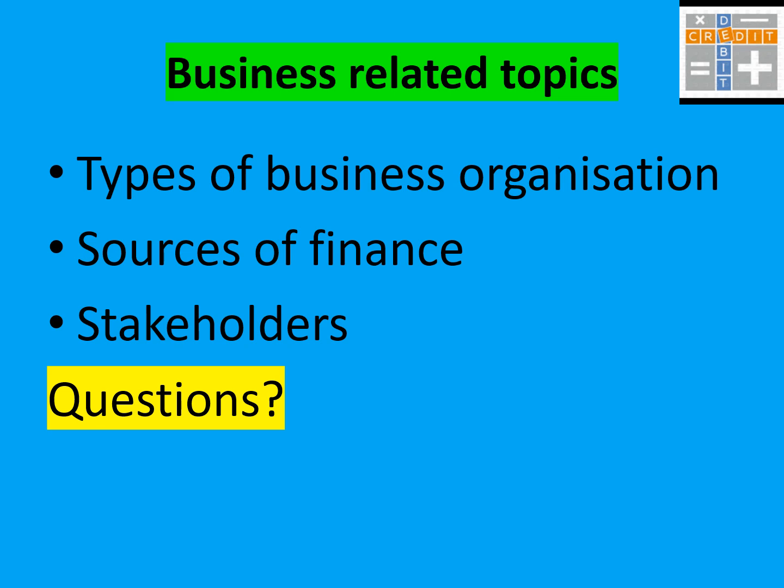In this slide, we look at three parts of the course. Firstly, we look at types of business organisation. We also look at sources of finance, or ways a business can obtain funding. And finally, we look at stakeholders, which are any groups that have a vested interest in a business.